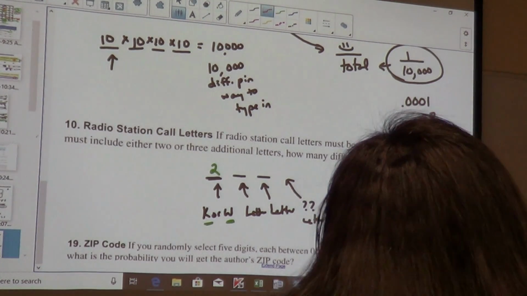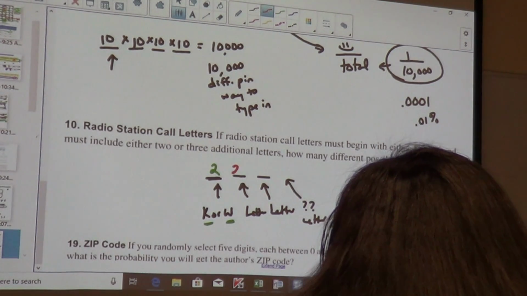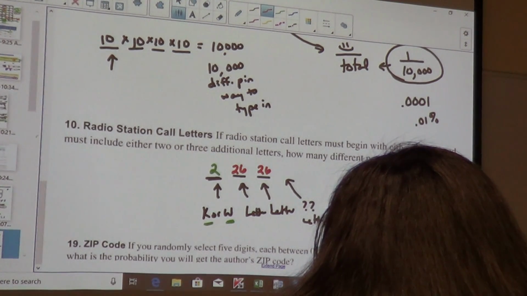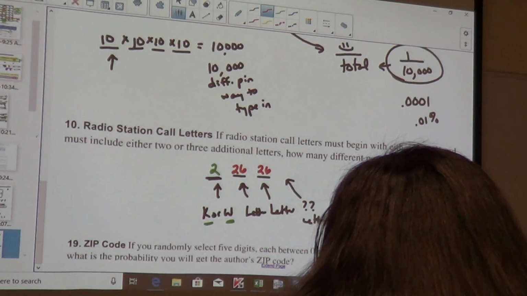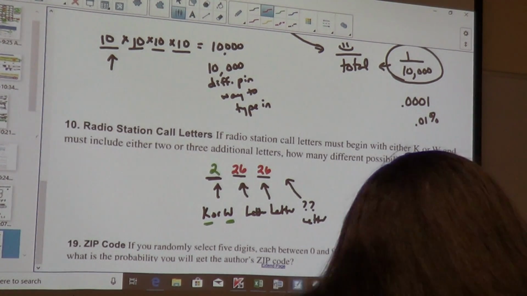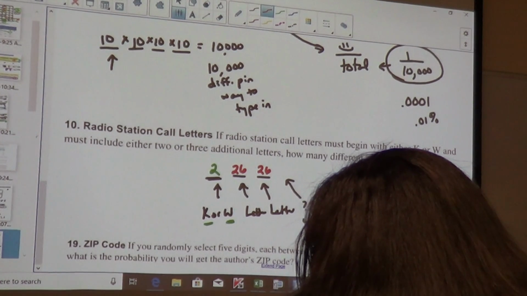How many do I have for the next blank? 26. How many do I have for the next blank? 26, because they did not tell me that I could not repeat or could repeat. Where'd you get 26 from? How many letters are in the alphabet? Oh. Okay? Now, here's the kind of tricky one.